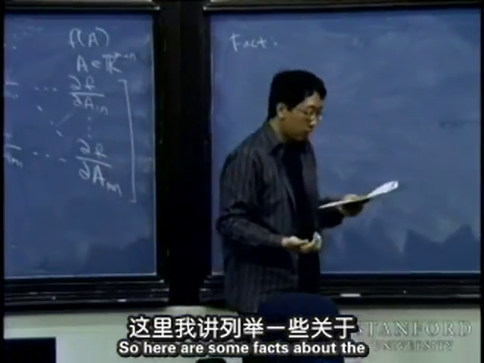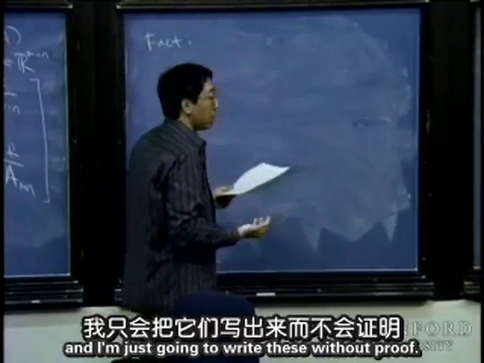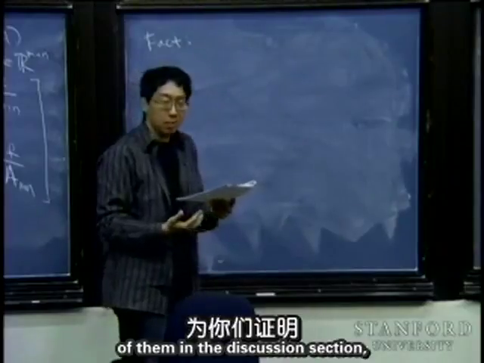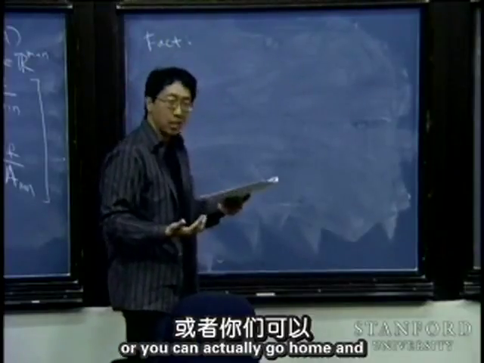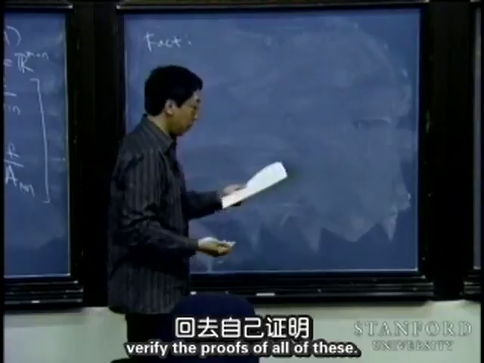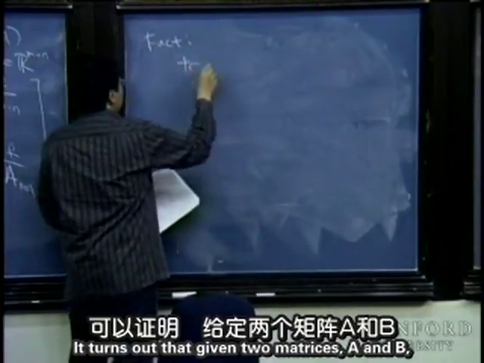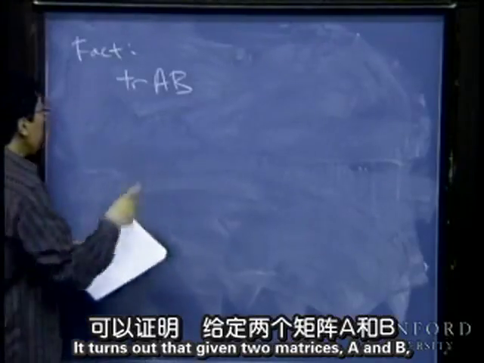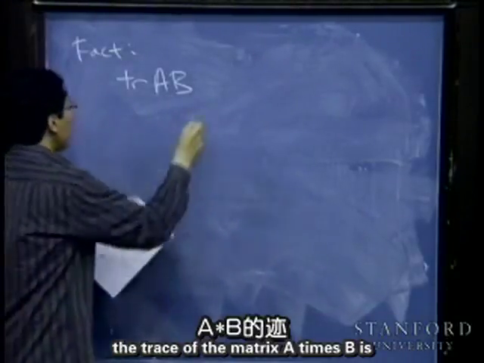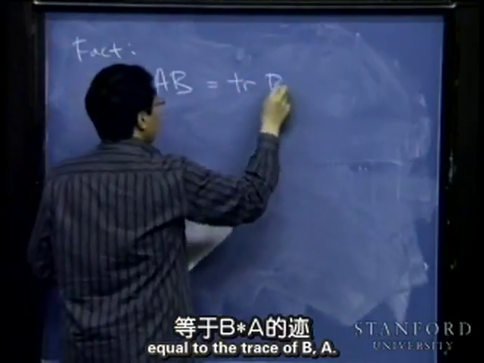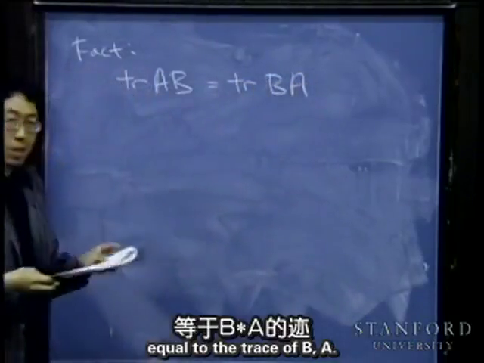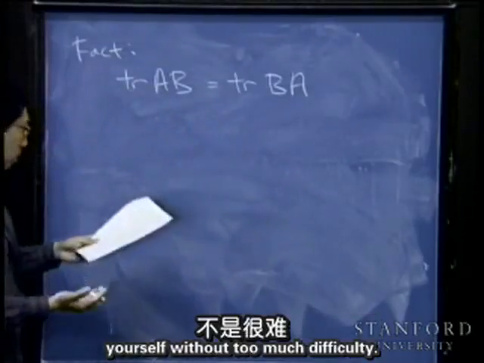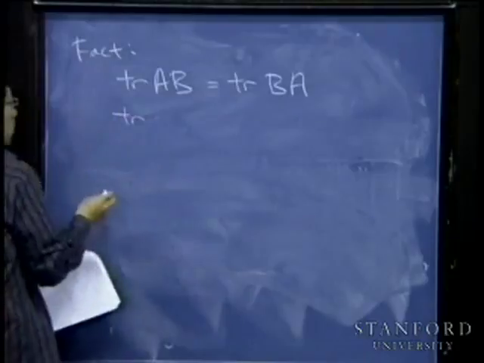So, here are some facts about the trace operator and about derivatives. And I'm just going to write these without proof. You can also ask the TAs to prove some of them at the discussion section, or you can go home and verify the proofs of all of these yourself. It turns out that given two matrices, A and B, the trace of the matrix A times B is equal to the trace of BA. Okay, I'm not going to prove this, but you should be able to go home and prove this yourself without too much difficulty.